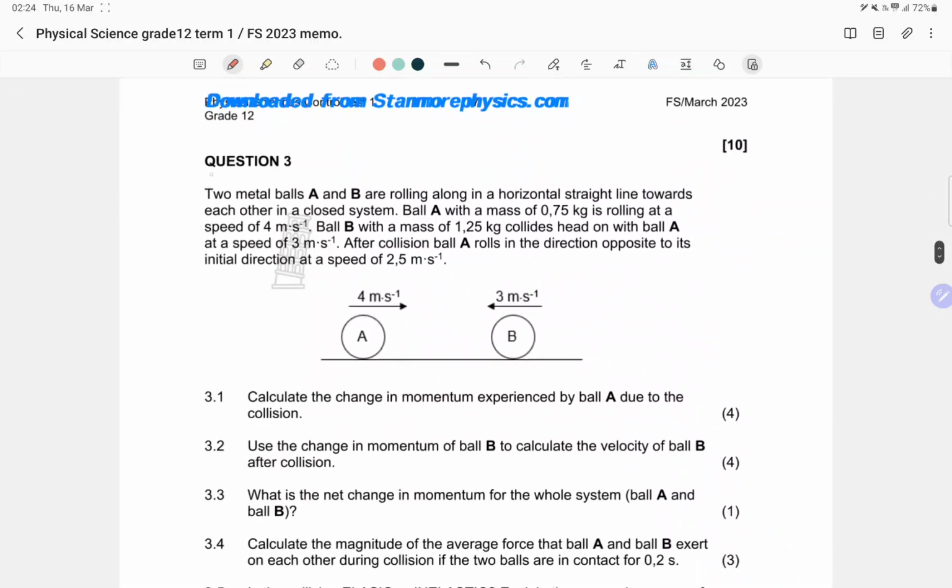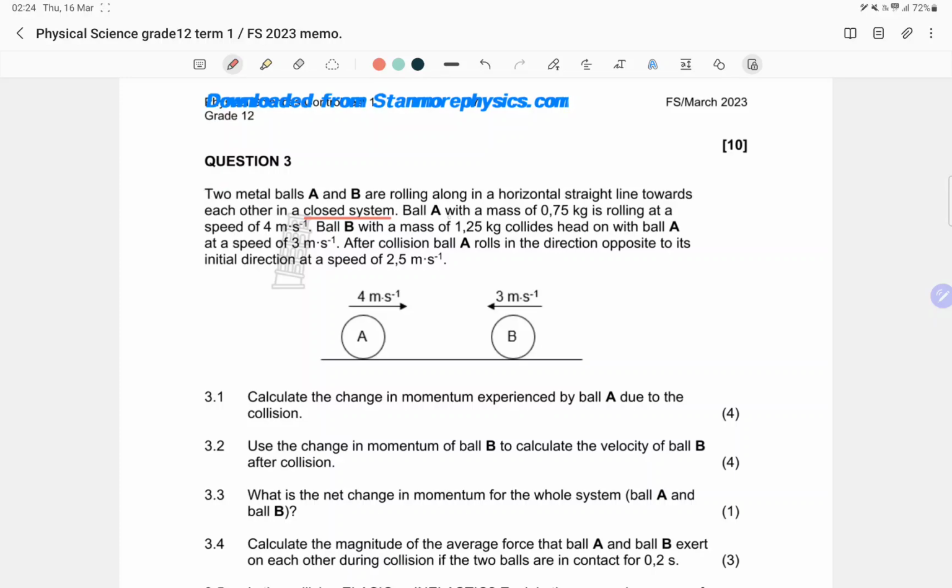Let's move on. Question 3 says 2 metal balls A and B are rolling along a horizontal straight line towards each other in a closed system. All right, closed system. What do we know about closed system? We know that, well, momentum definitely will be conserved, but what about kinetic energy? It may or may not be conserved because energy can freely escape or enter a closed system, right? Right, but no other forces are allowed.